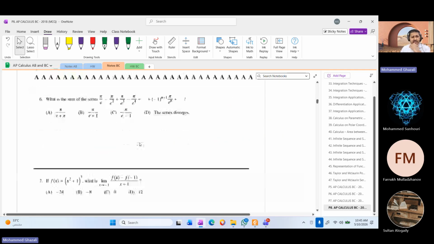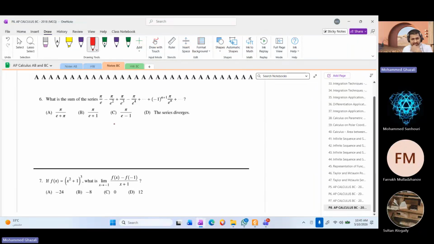Easy. This one here, what is the sum of the series? If you want to find the sum of the series, it's an infinite series, so we try to look for a geometric pattern. Let's check if it is geometric. The pi is remaining constant. If you take term 2 divided by term 1, what's term 2? Negative pi over e squared divided by pi over e. So you're getting negative pi over e squared multiplied by e over pi. The pi's cancel out. You're getting negative 1 over e as a common ratio.